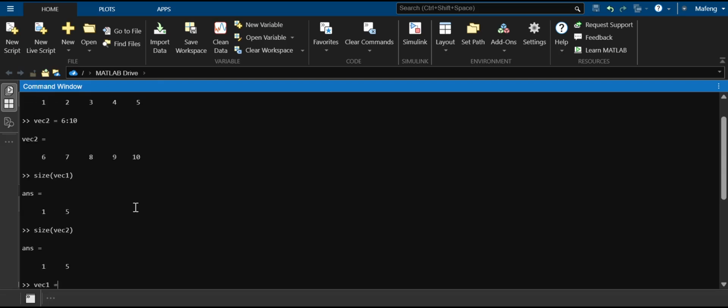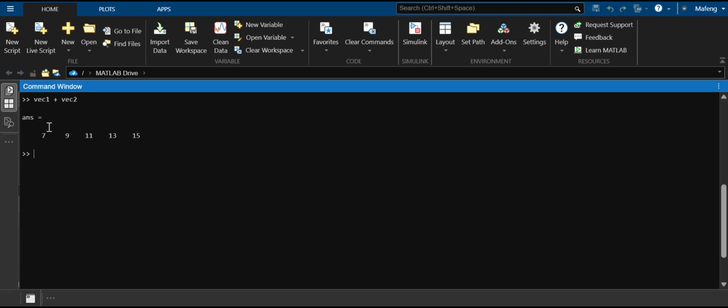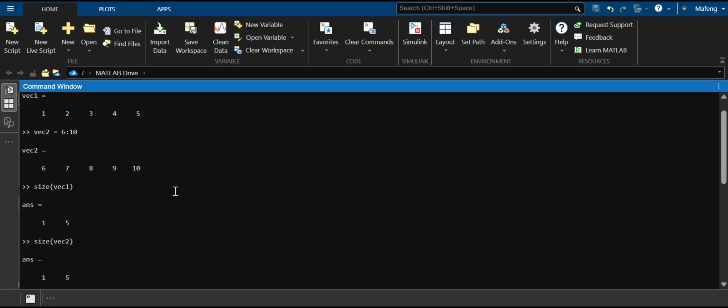So I can add these two vectors together. And what's going to happen is the elements in the corresponding positions are going to add up. So 1 will be added to 6, 2 to 7, 3 to 8, 4 to 9, 5 to 10. So you have 7, 9, 11, 13, 15, right? So that is addition. Vector 2 plus vector 1 will be the exact same thing. You can do vector 2 minus vector 1. So what's going to happen? This 1 will be subtracted from 6, 2 from 7, 3 from 8, 4 from 9, 5 from 10. Right, so all of them will give me 5.